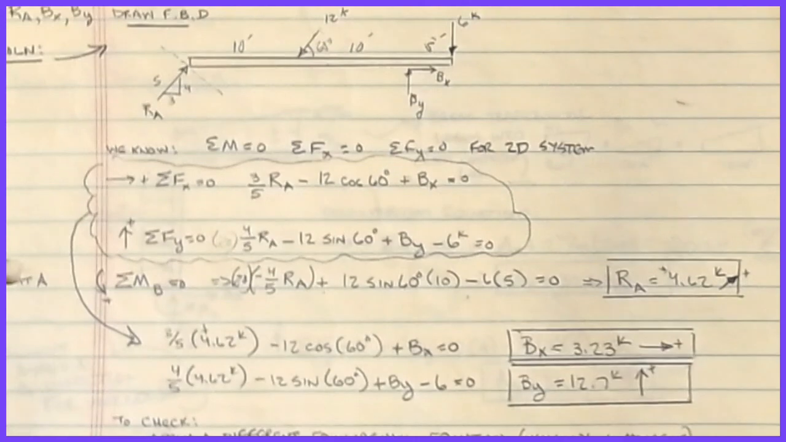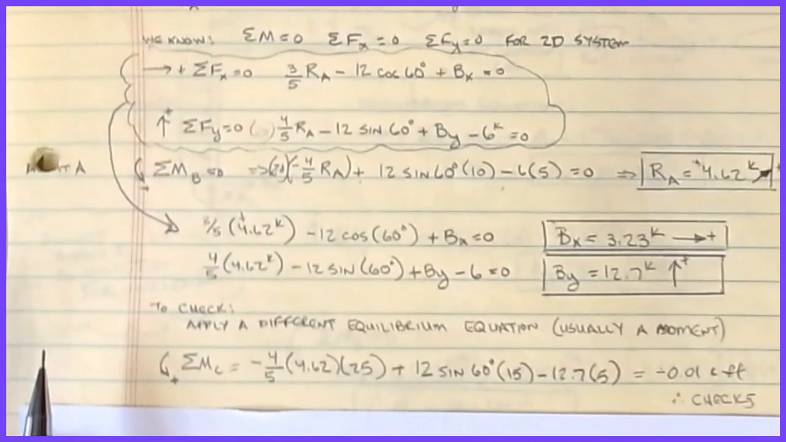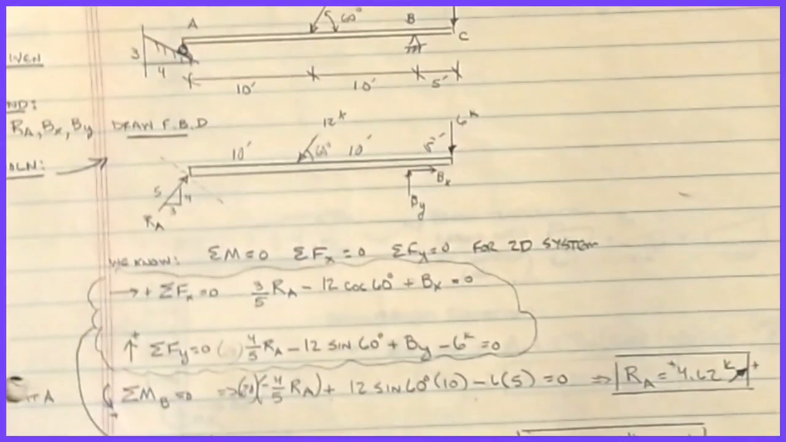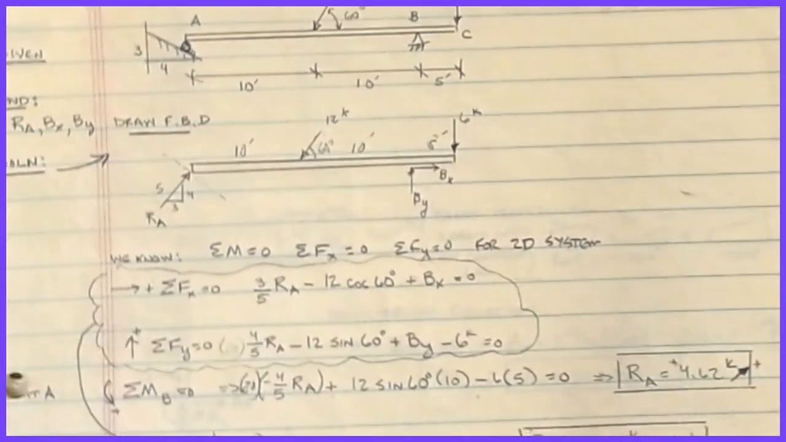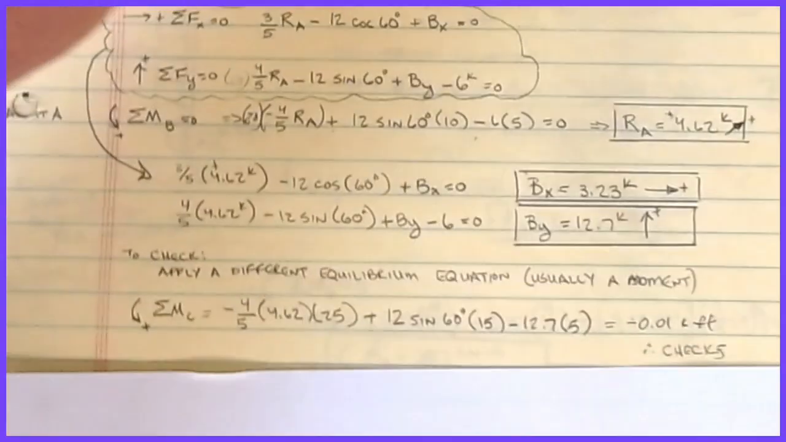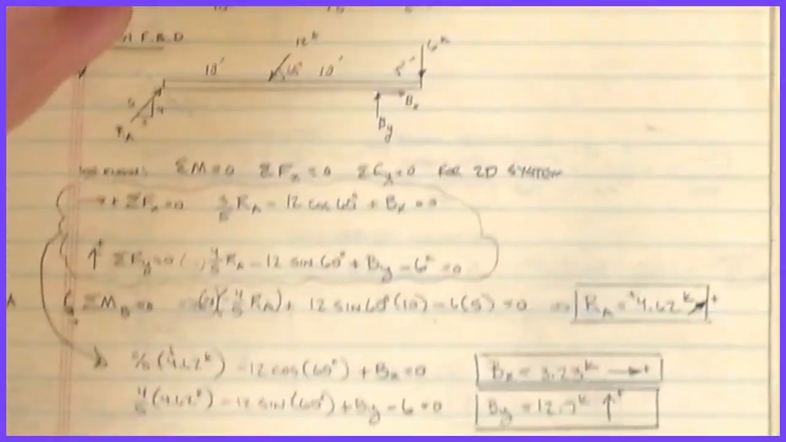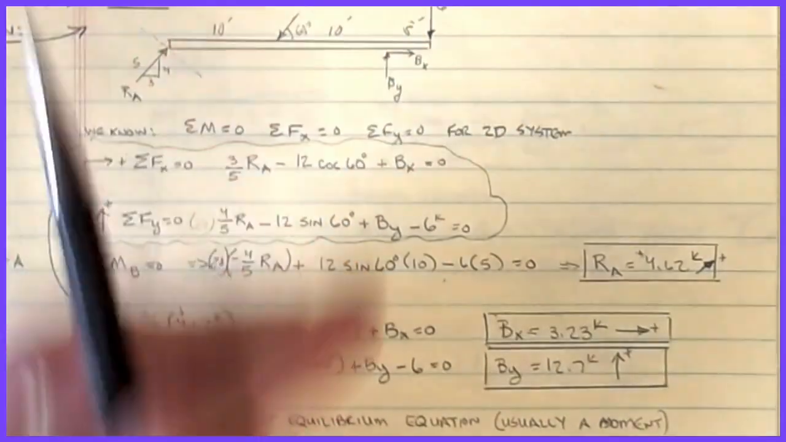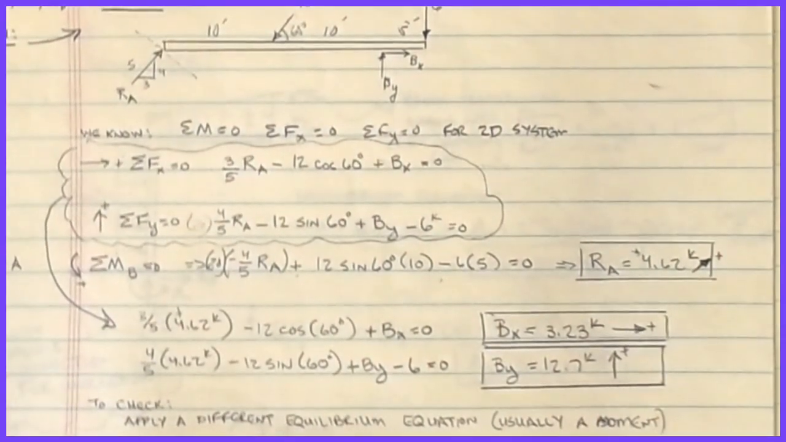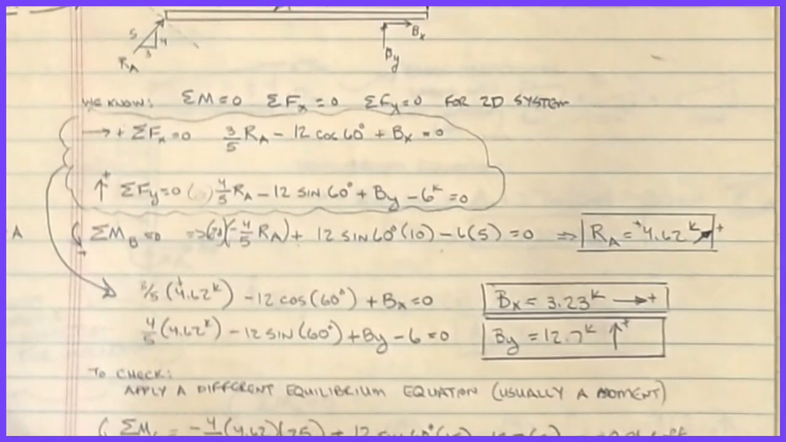Now, to check, we can apply a different equilibrium equation. Maybe I decide to sum moments at C just as an exercise. Remember, moments are free vectors. I can sum moments anywhere, and I should get equilibrium regardless of where I choose to sum it. So if I choose to sum moments at C, let me see if I can get both of those on there. Can't quite. Maybe if I can pull out just a little bit. Nope.